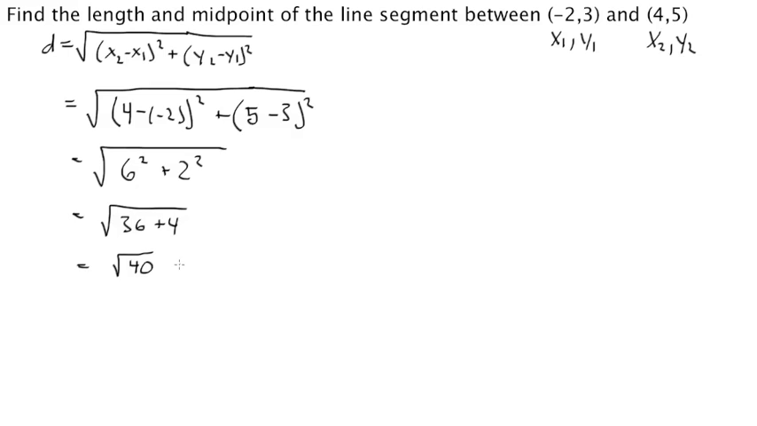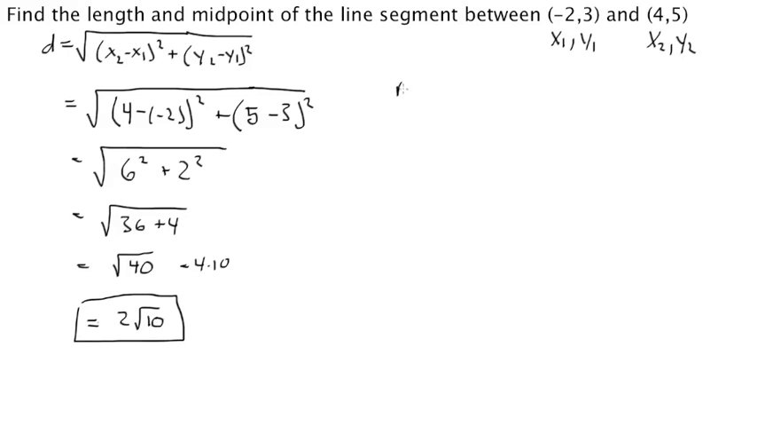I recognize 40 as 4 times 10. 4 is a perfect square, so I can take it out. This is going to be 2 square roots of 10. So that will be the length of the line segment, or the distance between the 2 points.